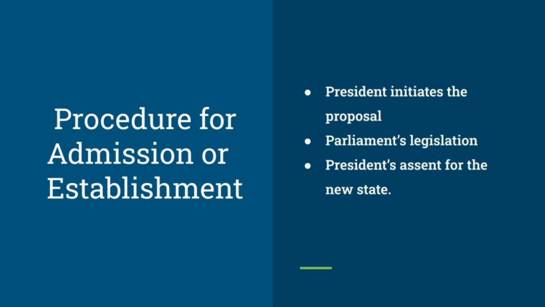And the third step is the President's assent. Once the Parliament passes this legislation or the bill, the President grants his assent and the new state becomes a part of the Indian Union. So remember, there are three steps. The first step is the President initiates the proposal and refers it to the Parliament, and the Parliament, through a legislation, will determine the terms and conditions for the admission or establishment of the new state. The last step is the President giving his assent to the legislation passed by the Parliament.